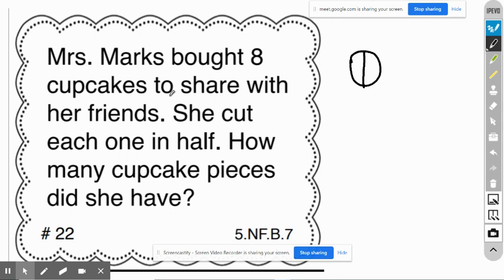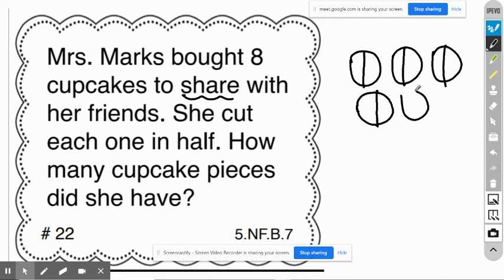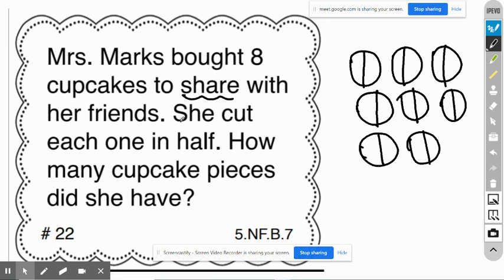Okay, so then what is she going to do with all those? So she's going to cut all of them in half because she's going to do what with them? She's going to share with her friends, right? So the question is, you did this part, you drew the 8 cupcakes, you cut them in half. The question is how many pieces? So how many pieces is that, Yanizel?